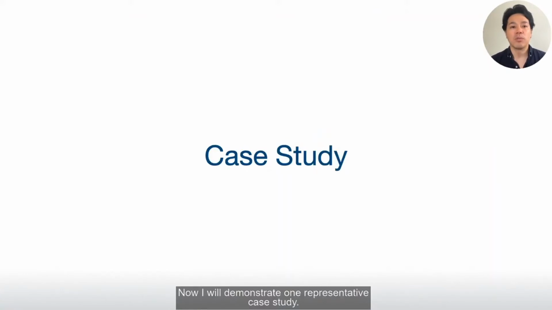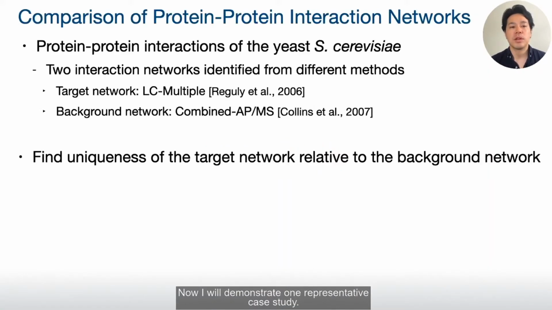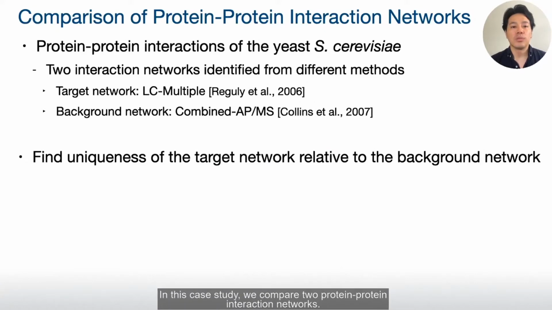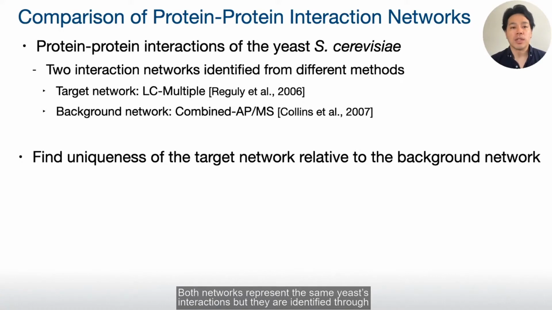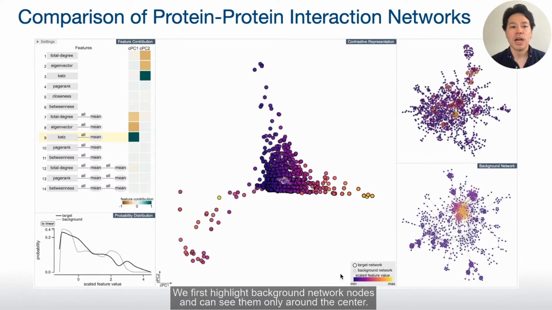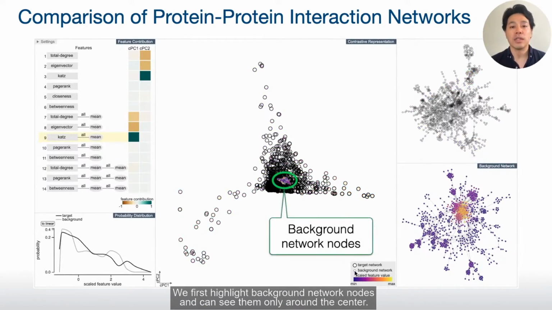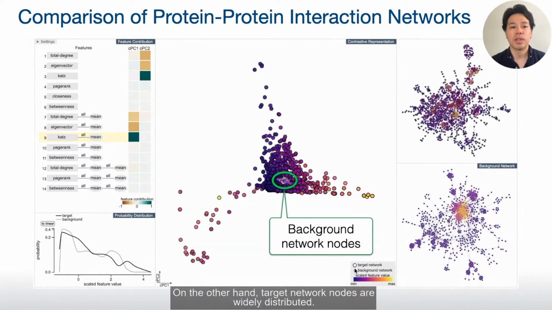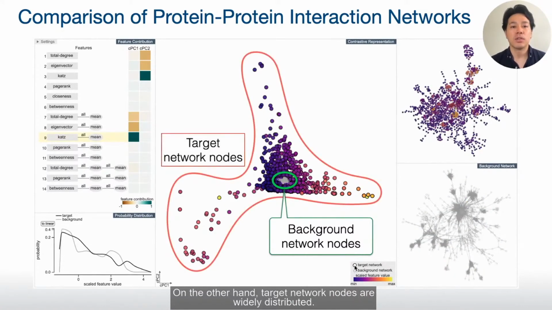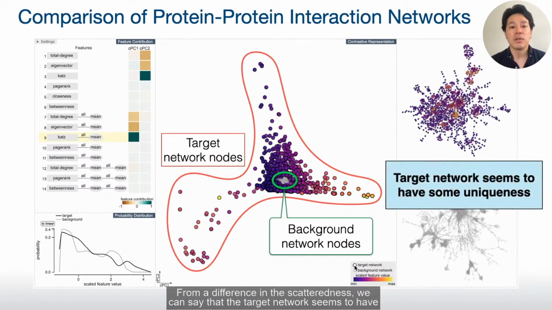Now I will demonstrate one representative case study. In this case study, we compare two protein-protein interaction networks. Both networks represent the same interactions, but they are identified through different methods. From these two networks, we will find the uniqueness of the target network. We first highlight background network nodes and can see them only around the center. On the other hand, target network nodes are widely distributed. From a difference in the scatteredness, we can say that the target network seems to have some uniqueness.